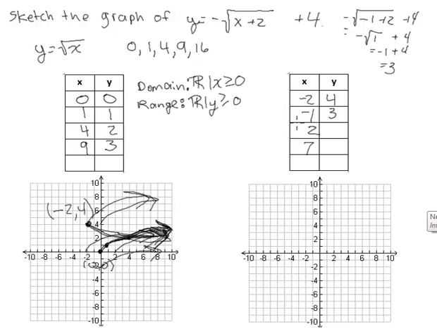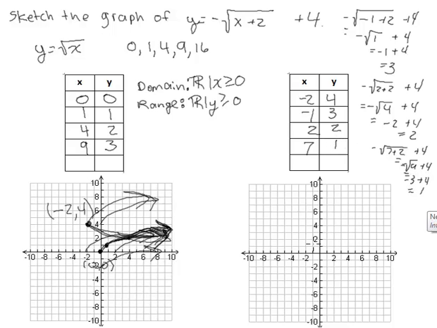Okay, now when I plug in 2, I'll get negative square root of 2 plus 2 plus 4, which is negative square root of 4 plus 4, which is -2 plus 4, which is 2. Now when I plug in 7, I'll get negative square root of 7 plus 2 plus 4, which is negative square root of 9 plus 4, or -3 plus 4, or 1.